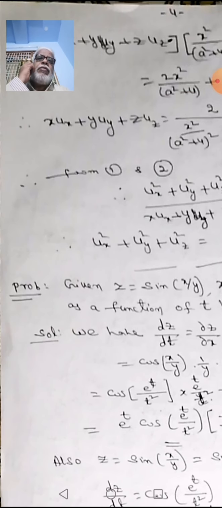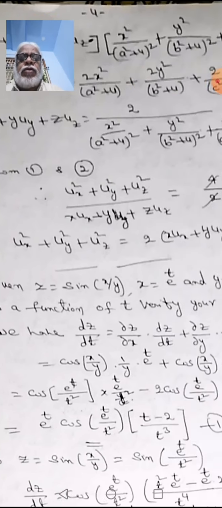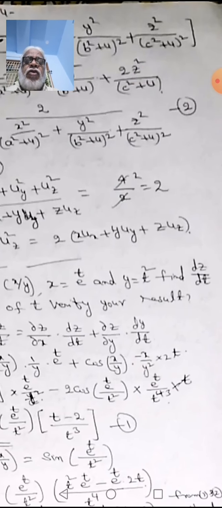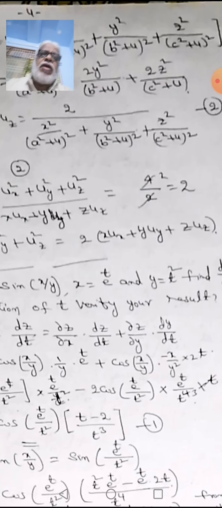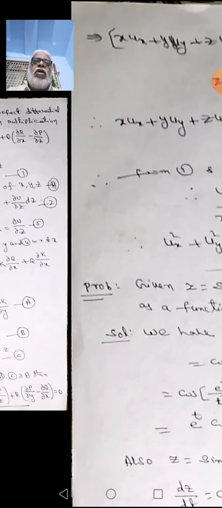Last class we completed this problem, that is ux square plus uy square plus uz square is equal to xux plus yuy plus zuz. In that problem, the value of ux means differentiate u partially with respect to x. Like that, we find all these terms.